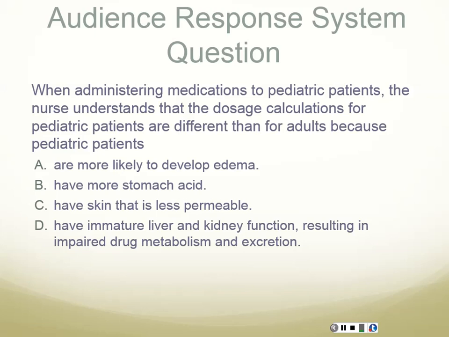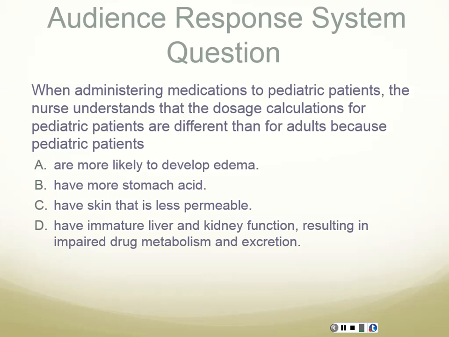If they had more stomach acid, then that would make their gastric pH more acidic, and that is not the case. They have more permeable skin, not less. Remember, if any part of the answer is incorrect, the whole answer is incorrect. So let's eliminate that one.